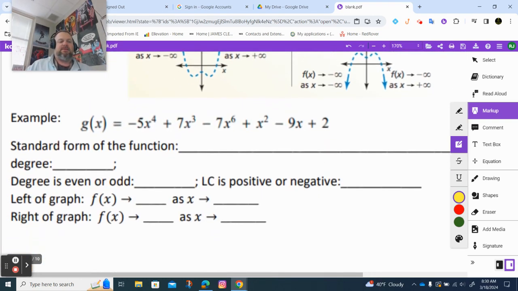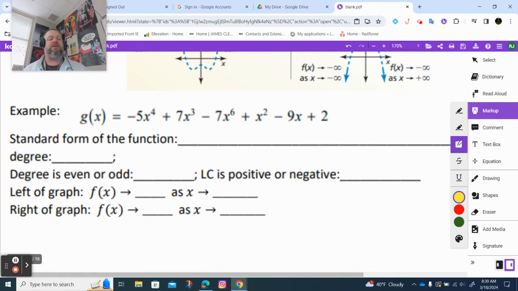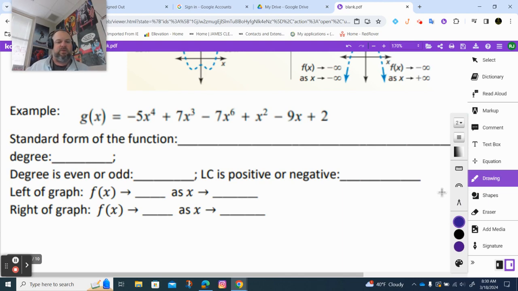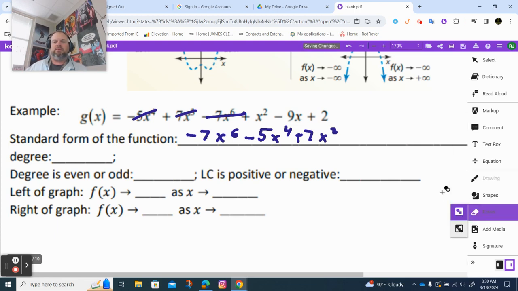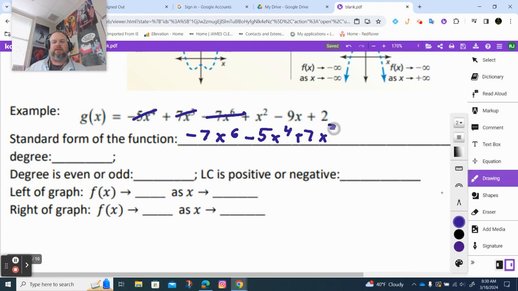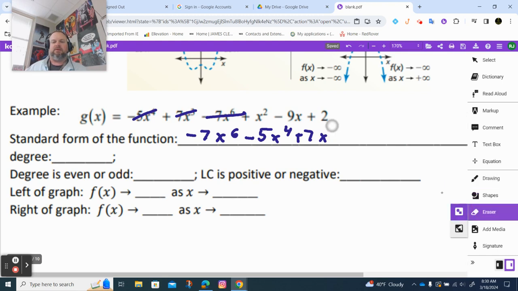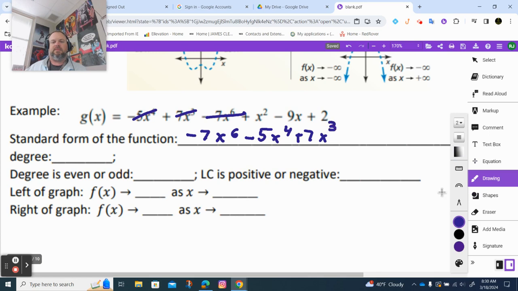So let's just apply it. Believe it or not, we actually had to put this back in standard form. That was on our last test, so it's a good review. So for standard form, what is our highest exponent? Looks like 6, so we have negative 7x to the 6. Then negative 5x to the 4th. Uh-oh. That 3 looks kind of wonky. There we go.